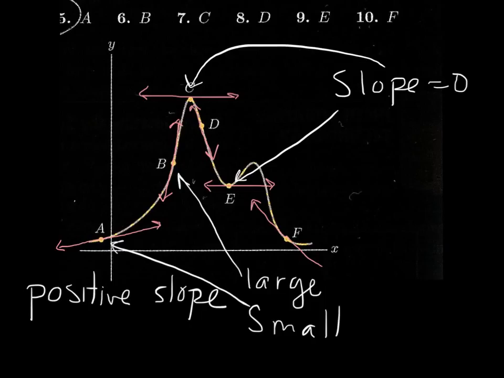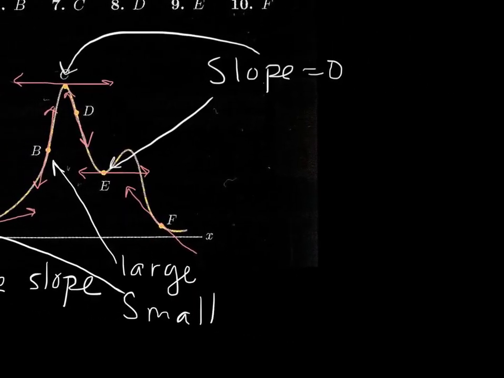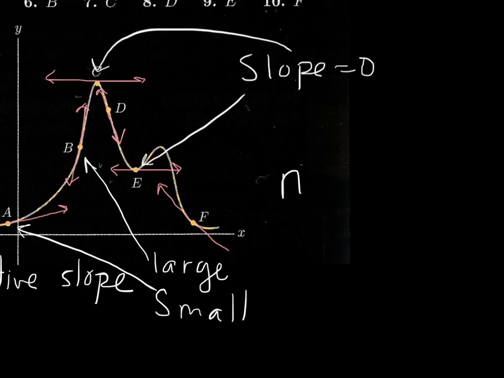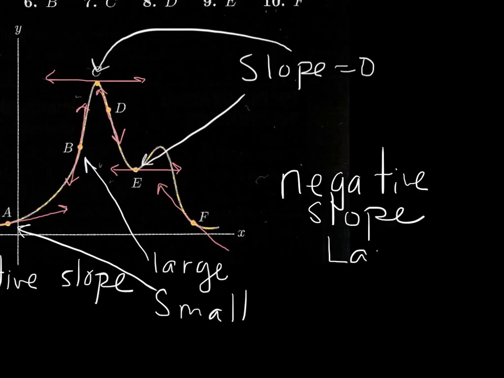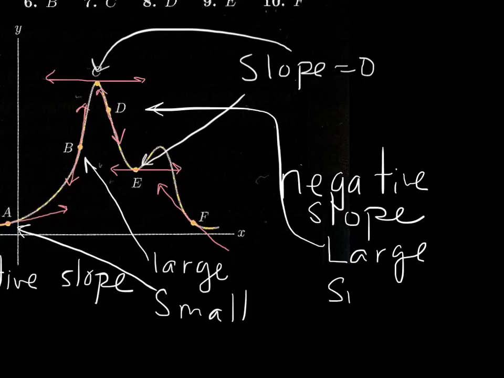And then we can look at our next ones. We have F and D, which are both negative. And F is less steep than D, so D will be our large negative, and F will be our small negative. So we have negative slopes. We have large for D and small for F. And that takes us through this problem.